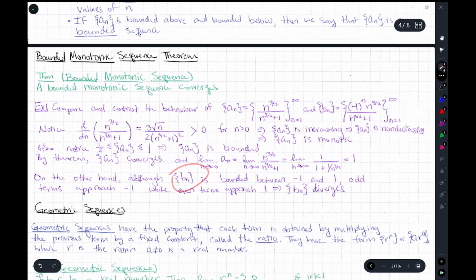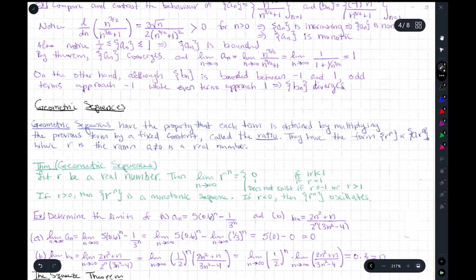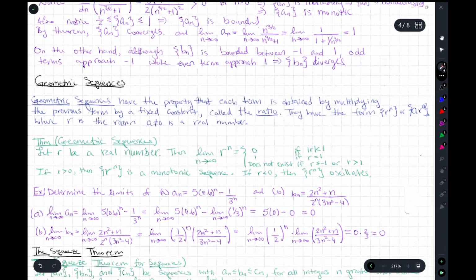What about b sub n? Well, here we got that extra oscillatory behavior, so we got that alternating term -1 to the n. And so what happens with b sub n is it keeps hopping, toward the end behavior, between -1 and 1. So odd terms will approach -1, and even terms will approach 1. And so b sub n, the sequence b, diverges. It does not settle on either 1 or -1. It keeps oscillating.